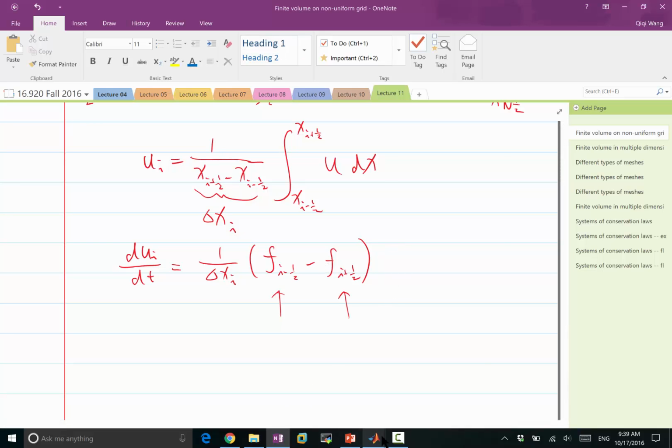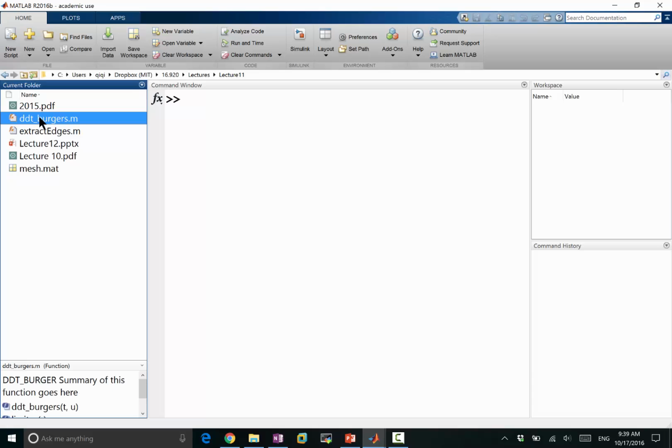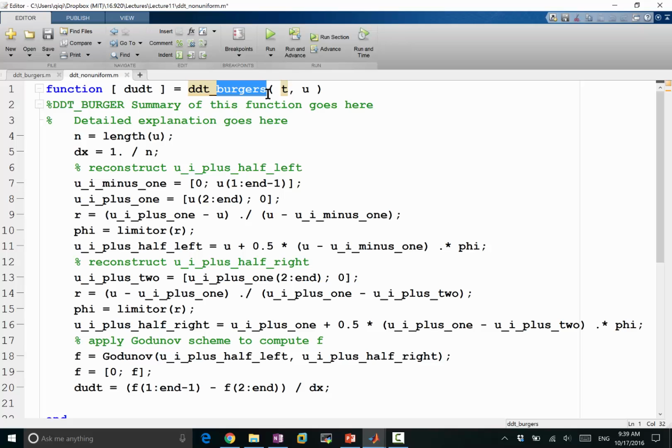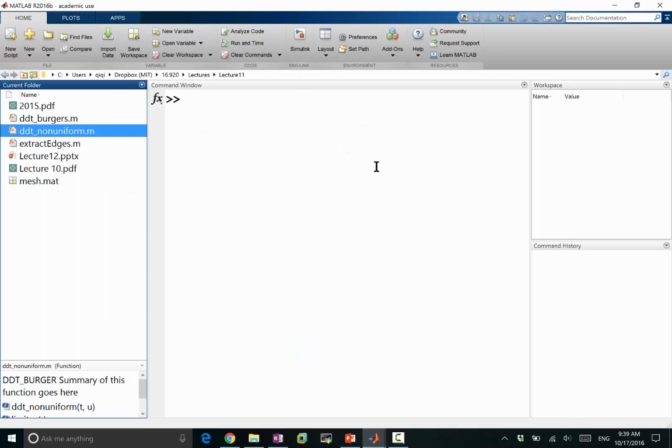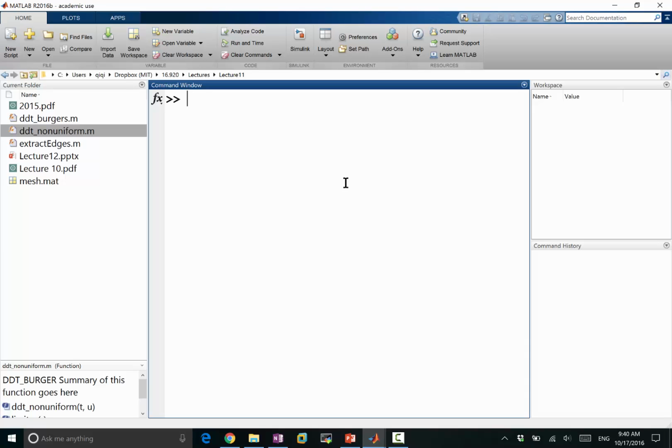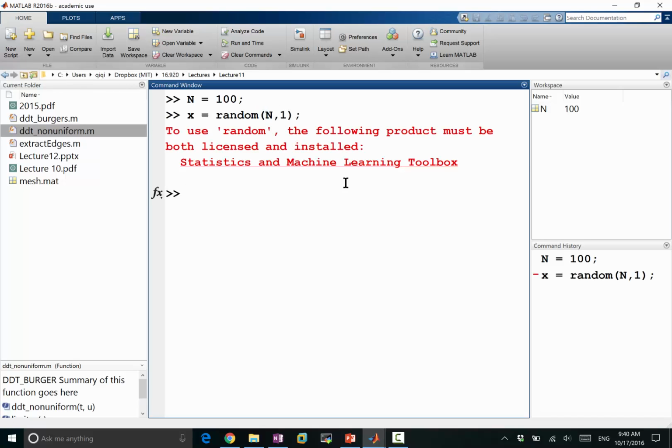So, for example, let's work it out for a very simple scheme. Let's copy the same DDT Burgers we worked on last lecture to DDT of a non-uniform grid. Okay, we're going to name it non-uniform. So the input of that, we need to make a grid. So let's make the worst possible grid for ourselves. Let's make n equal to, let's say, 100. And let's just make x to be random. Is it rand or random? Rand, maybe? Okay. So x is basically a random set of points within 0 and 1.